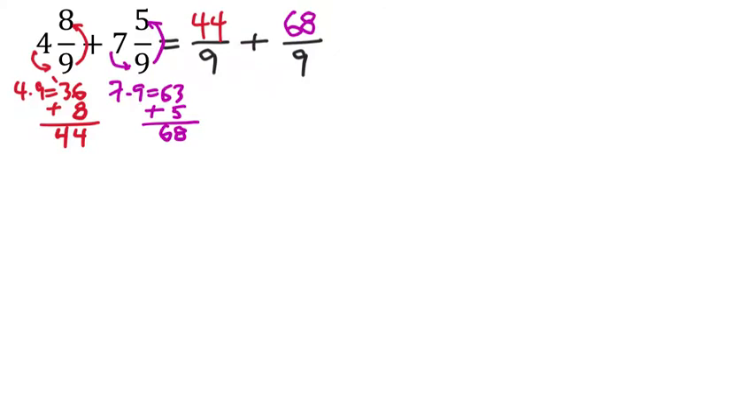which means we do not need to change the denominators, which for me, I like these types of problems because it makes things extraordinarily convenient, because we can go straight into the operation phase. So I'm going to take the two numerators, 44 and 68, and add those together. Let's see what we get.